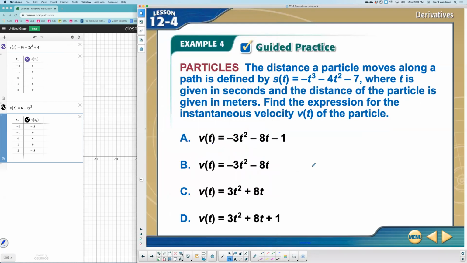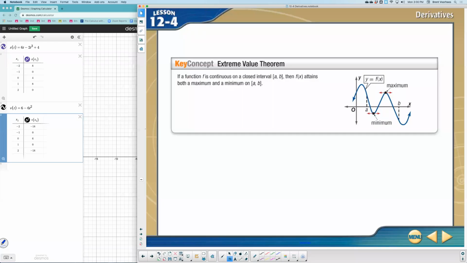So with that, I'm going to let you check out this problem. Try to find your derivative so that you solve for the instantaneous velocity. Pause the video if you need more time.